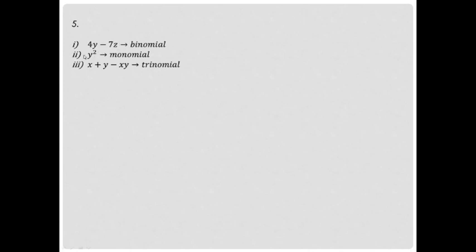Here only y square is there, no minus, no plus. That means only 1 term, that is called monomial. And in question number 3, we have plus and minus separating 3 terms, x, then y, then xy. So it has 3 terms, that is trinomial. So all the other expressions, you categorize according to the terms, as monomial, binomial, and trinomial.